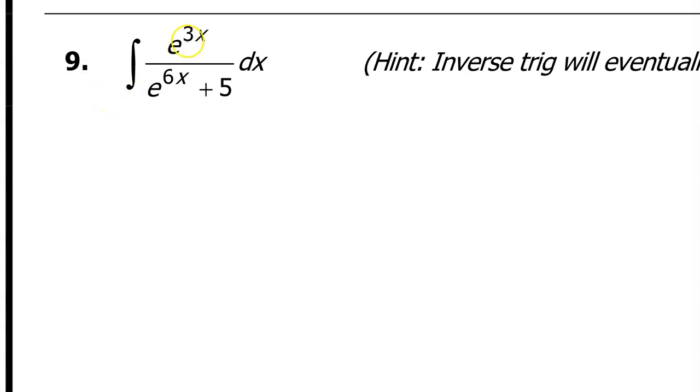For number 9, since we don't have polynomials in the numerator and denominator, we can't really talk about the degree of the numerator versus the degree of the denominator. We do have this hint that inverse trig will eventually be used. But other than that, you might have tried U-substitution and found that it didn't work out, at least not without involving inverse trig. So if I had to guess which inverse trig rule I'm going to use, I see no square root, I see addition, so I'm betting it's going to be the arctangent rule.